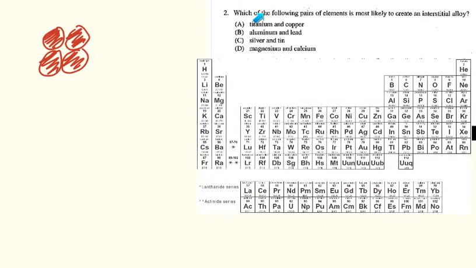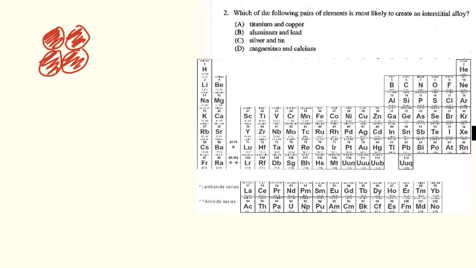Alright, so question 2. Which of the following pairs of elements is most likely to create an interstitial alloy? So before we look at these choices, we probably need to remind ourselves what an interstitial alloy is. Remember, that's the one where the atom that is the solute, the one that's impure, fits in the middle.